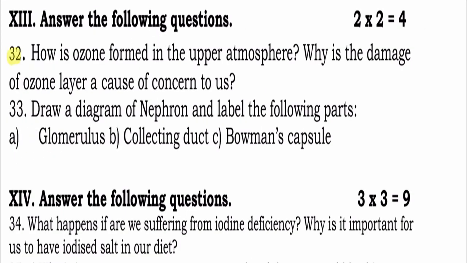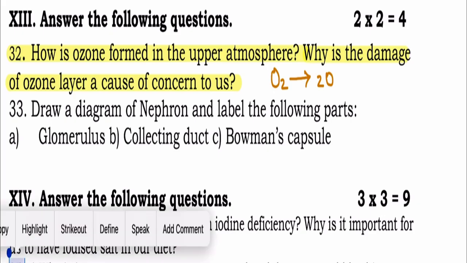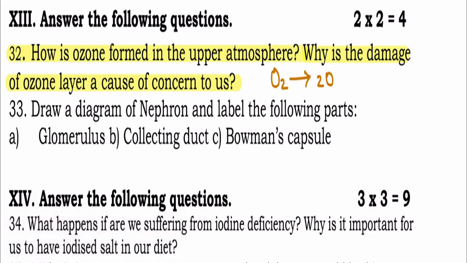Next question, 32. How is ozone formed in the upper atmosphere? Why is the damage of the ozone layer a cause of concern to us? When UV radiation from the sun reacts with oxygen molecules, it will break the oxygen molecule and form oxygen atoms. Then this free oxygen will react with another oxygen molecule, that is O plus O2, and it gives O3, which is ozone. The concern about damage is that it will cause increased UV radiation, which is harmful for our skin and our health, and it will totally impact the ecosystem. It will cause us climatic changes.